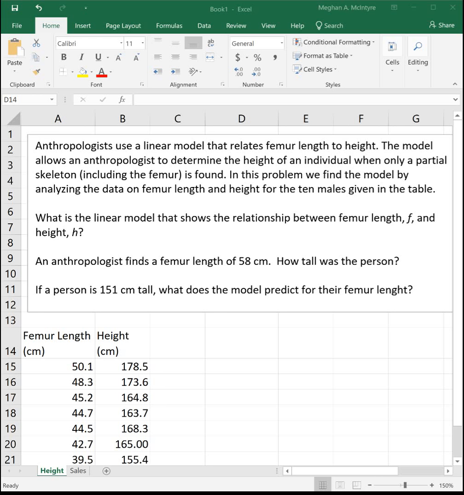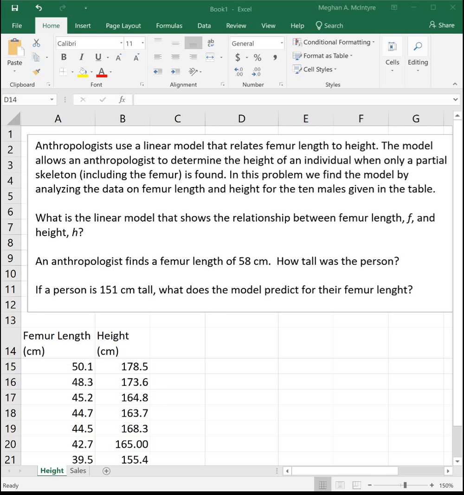This is a situation where we are given data points and we're trying to find the line of best fit, or the best fit model that models the data, so that then we can use that equation to make predictions and other inferences about our set of data. So let's look at two examples.